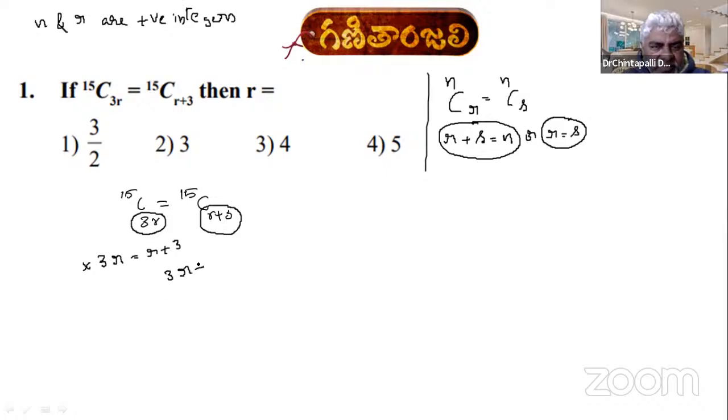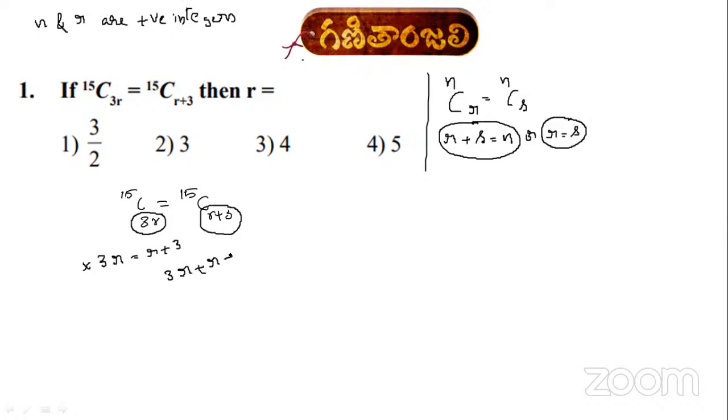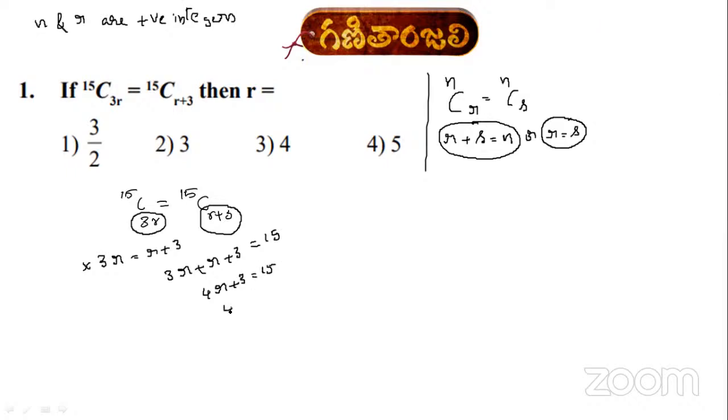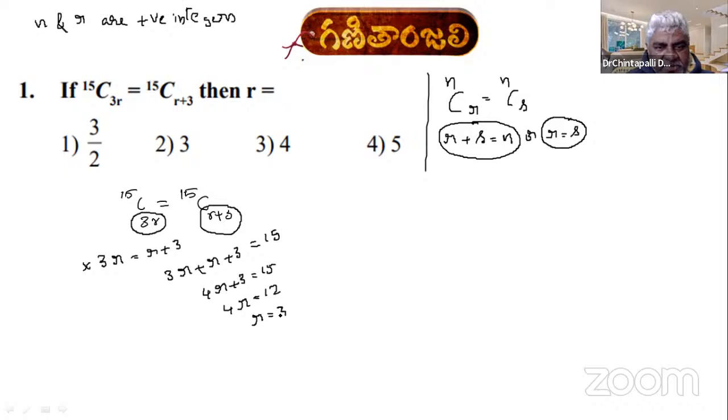3R plus R plus 3 is equal to 15. Solve it now: 4R plus 3 equals 15. 4R equals 12, so R equals 3. That's right.